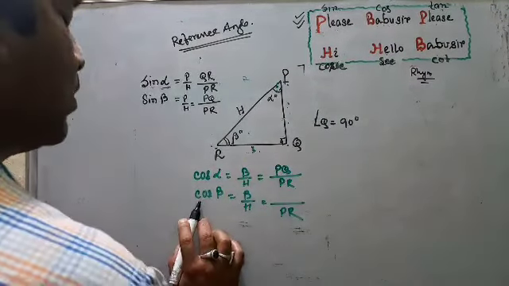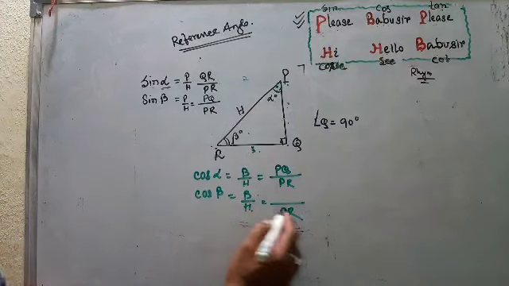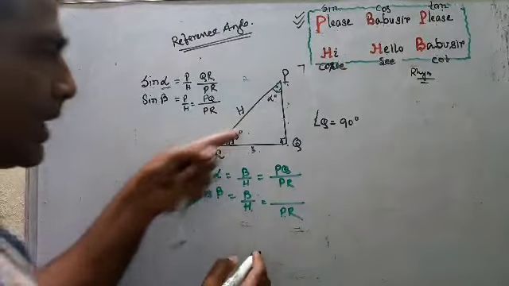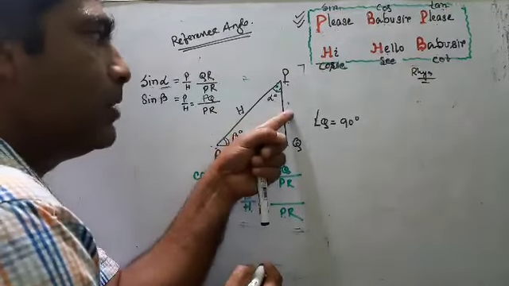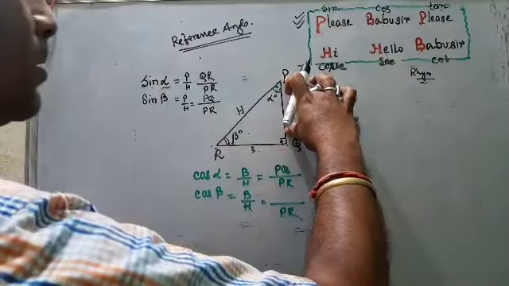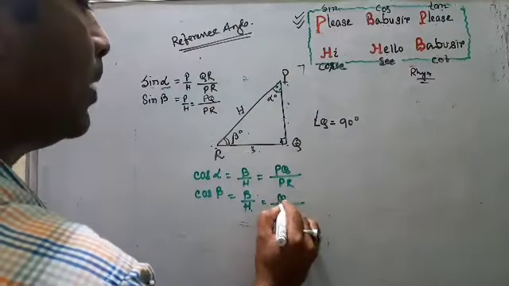And when cos beta is given, so cos is B by H, hypotenuse PR is confirmed. Now from cos beta, reference angle beta, here we check this is my perpendicular, confirmed. If PQ is the perpendicular, that means QR is my base. So here I write QR.